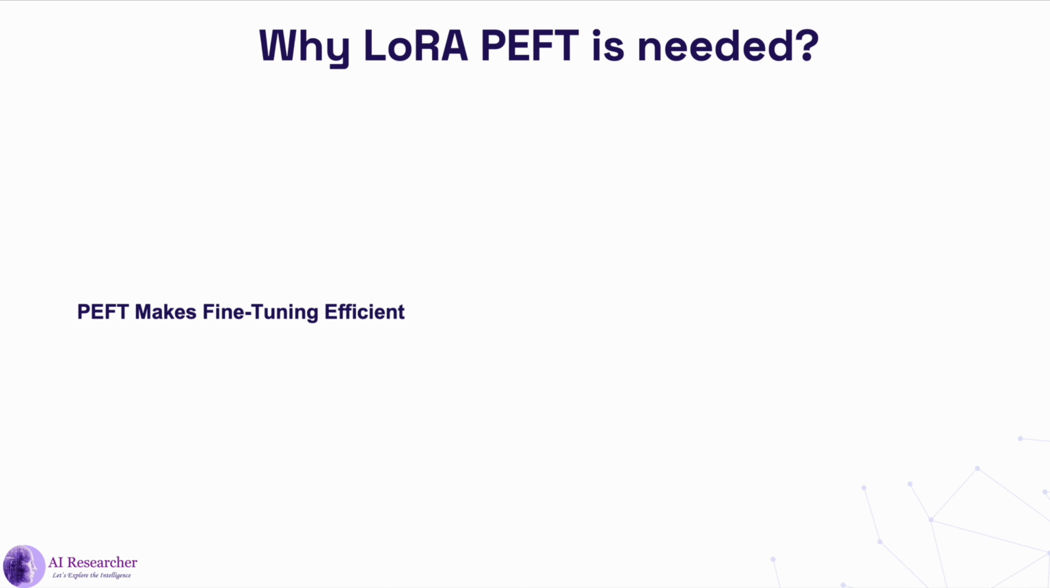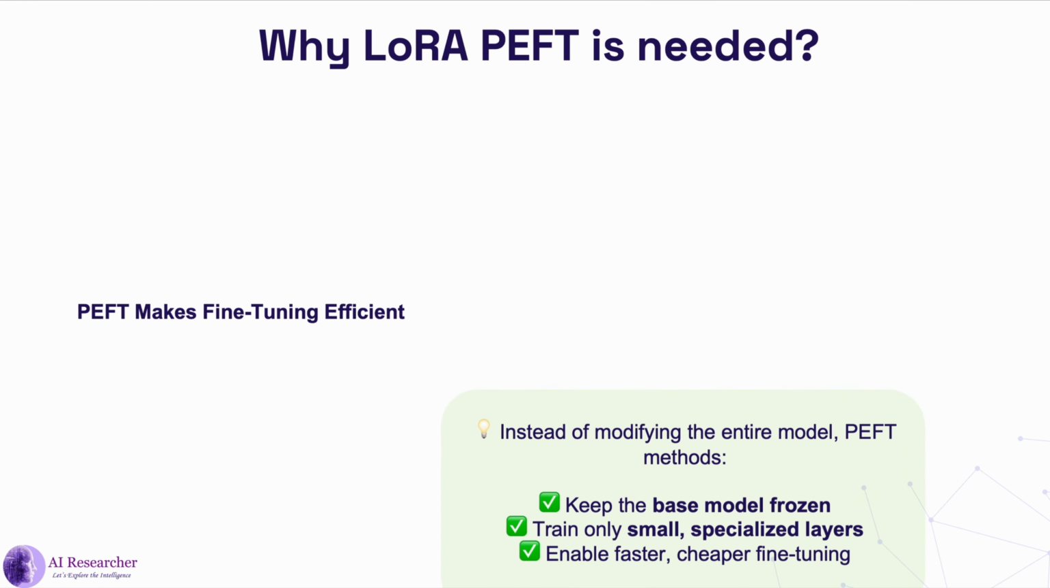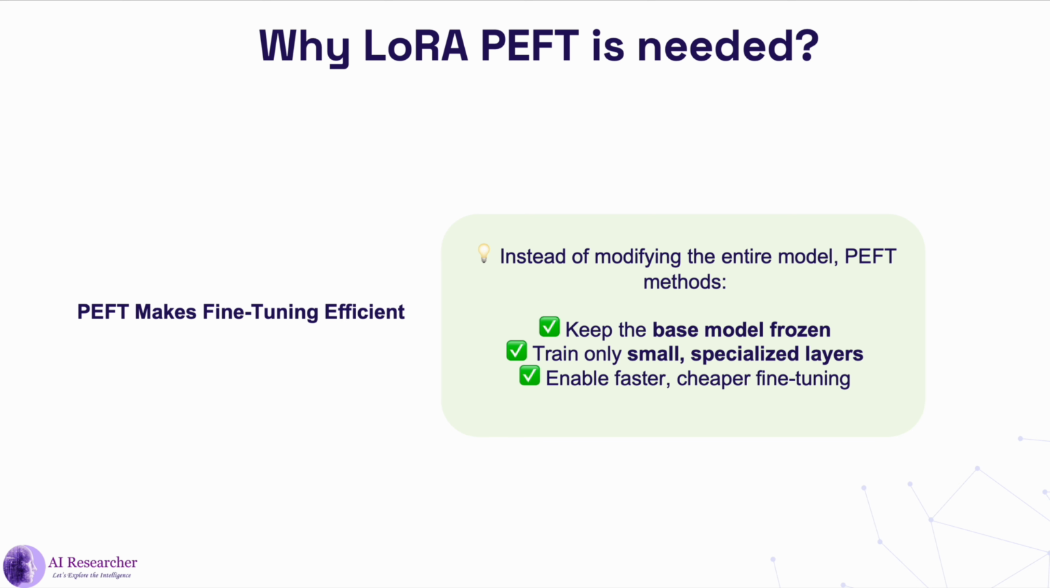The third point is PEFT makes fine-tuning efficient. PEFT, parameter efficient fine-tuning, is a method like LoRA and QLoRA and adapters that optimize fine-tuning. So instead of modifying the entire model, PEFT actually allows us to keep the base model frozen, train only small specialized layers, and enable faster and cheaper fine-tuning, and that's why PEFT is the most efficient method.